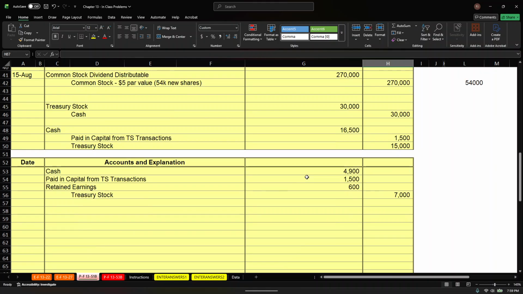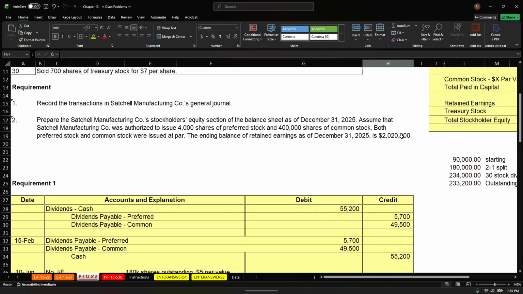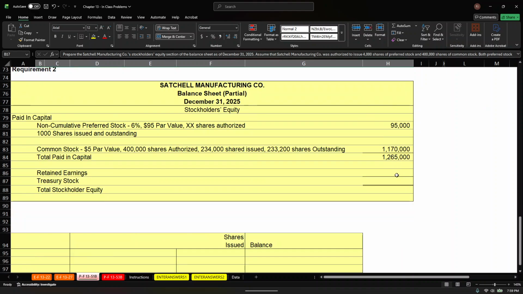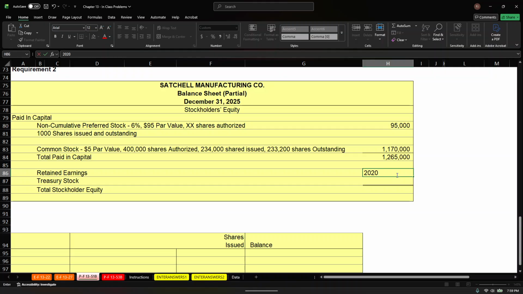And then it also said the retained earnings balance is 2,020,000. It's just telling us the ending balance here. 2,020,000. Treasury stock. Okay, what is the value that I have in my treasury stock? How many shares did I have? 800. What was my cost basis? $10 a share. So it's going to be 800 times $10 a share. Now, should treasury stock be a positive or a negative? Is it taking away or is it contributing to equity?